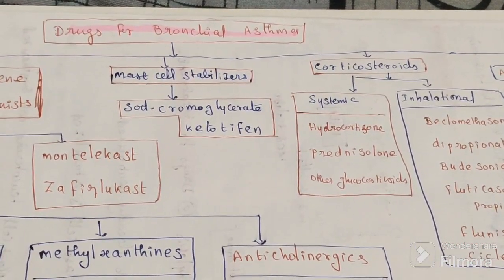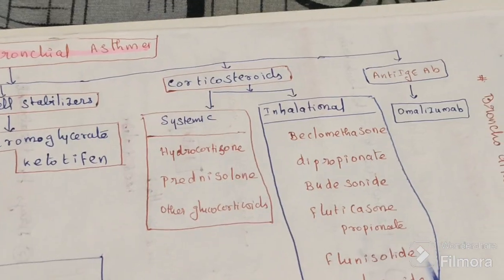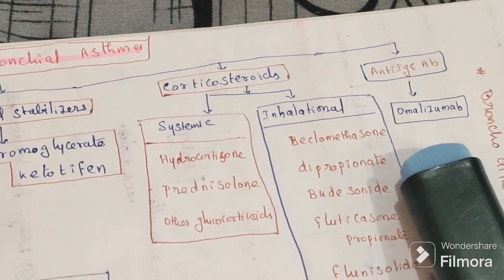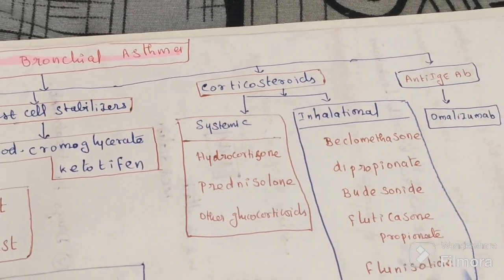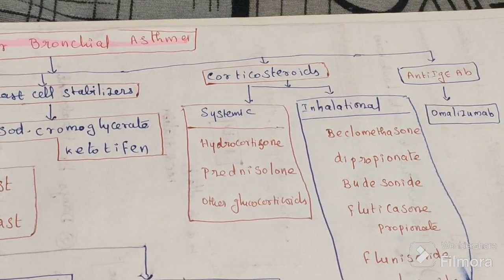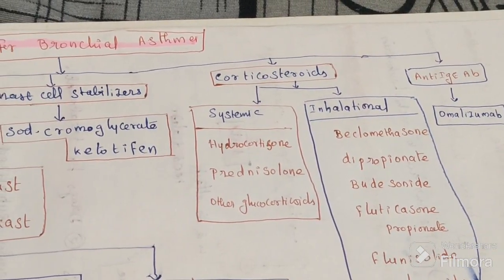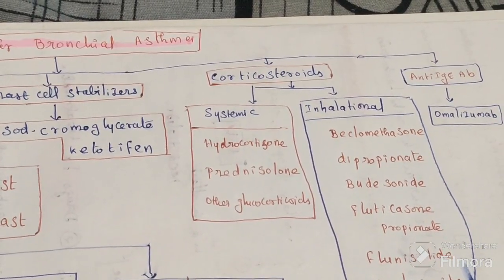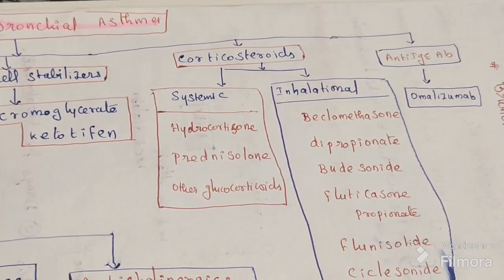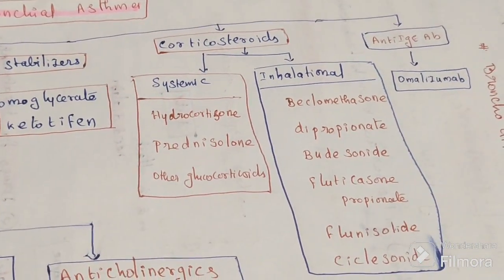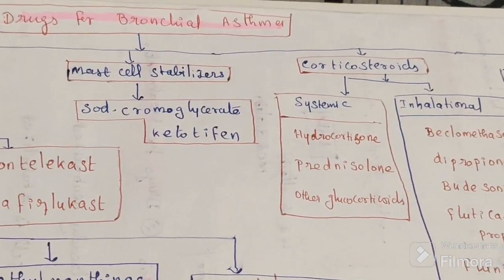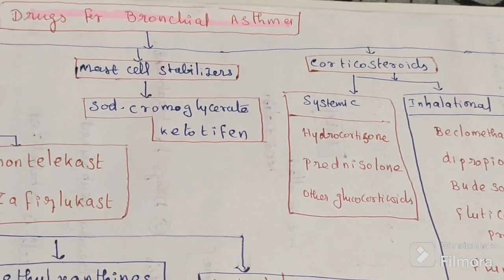Antibody against this IgE antibody is omalizumab. Then steroids are the drugs which inhibit the synthesis of leucotrienes. Then we use mast cell stabilizers.